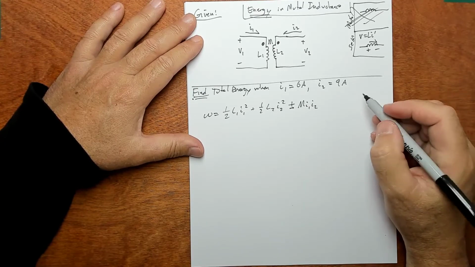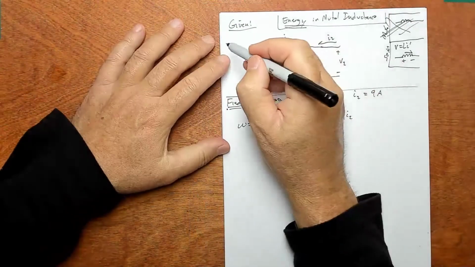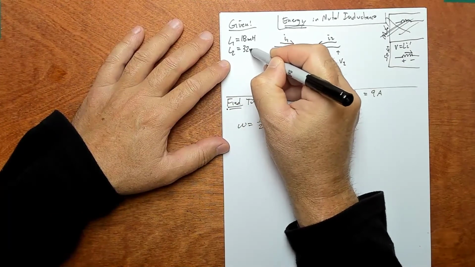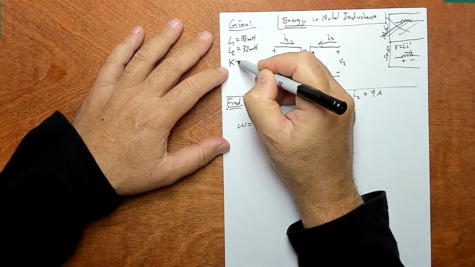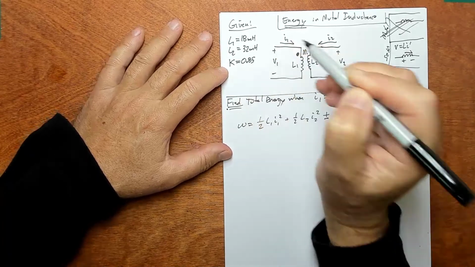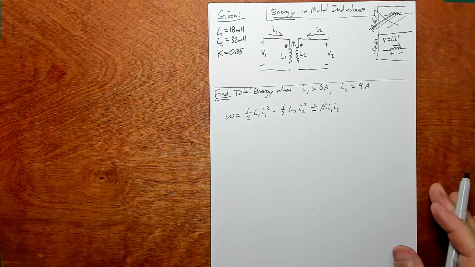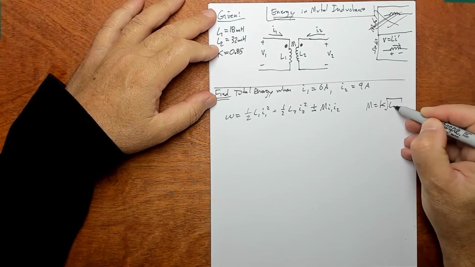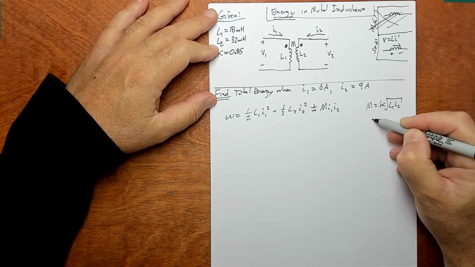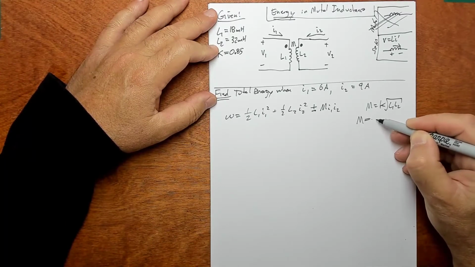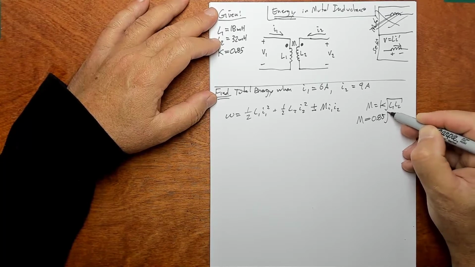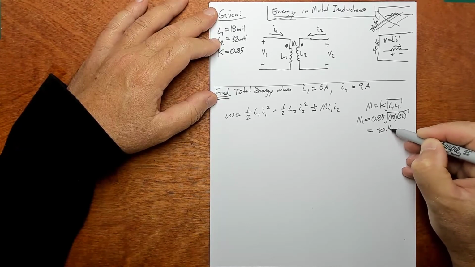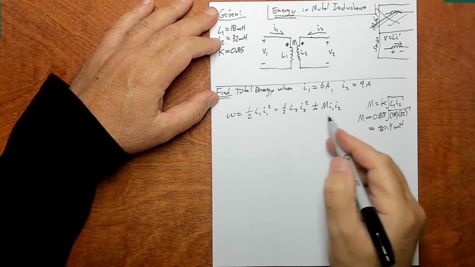M is not given here. L1 was given, this is 18 millihenries. L2 is given, this is 32 millihenries. And they give you the coefficient of coupling, which is 0.85, which is pretty good. It can be up to 1, up to 100% coupling. So M we need to calculate, and M is given by k root L1 L2. So M is going to be 0.85 of root 18 times 32. It ends up being 20.4 millihenries. Okay, we can solve this now.